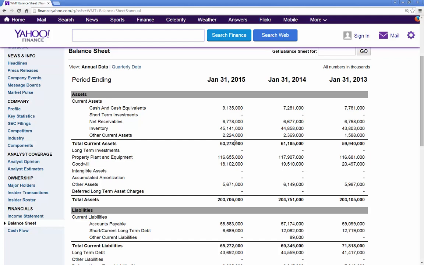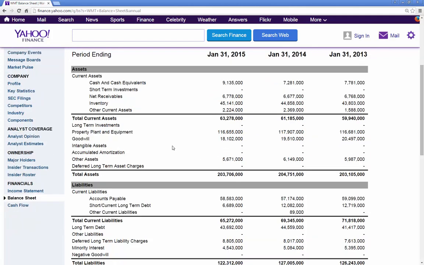And then other current assets, those are other assets that they believe are fairly liquid, meaning they'll be turned into cash within the next year or so, that they can't categorize as any of these larger categories. So the total current assets are $63,278 million. Then we can look at their long-term or non-current investments.